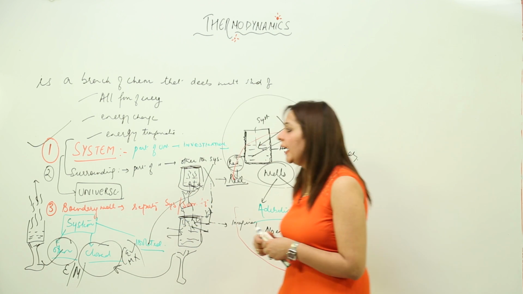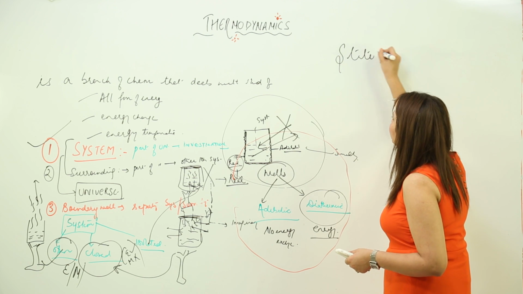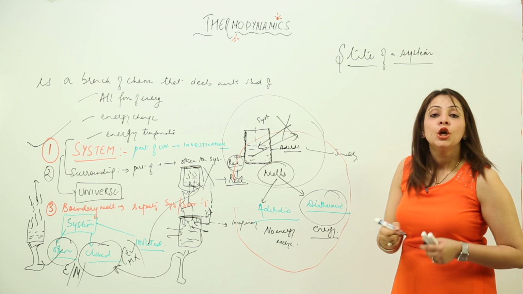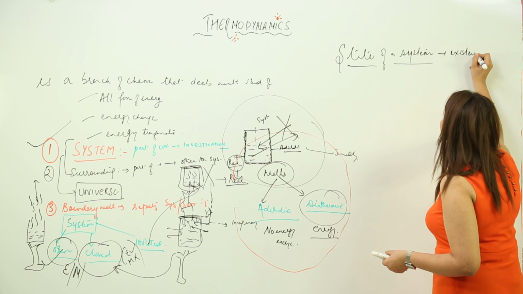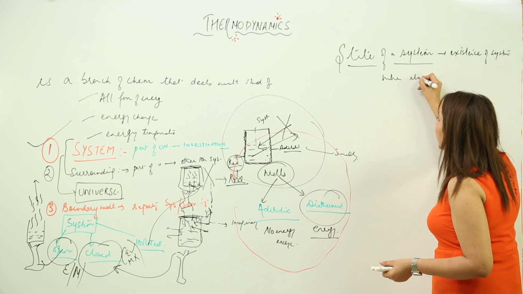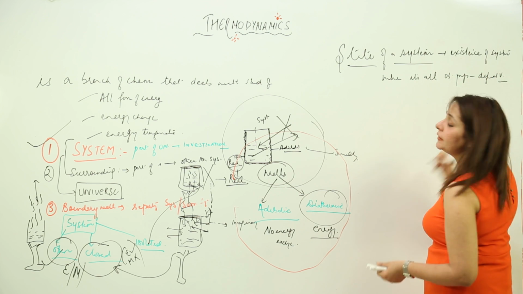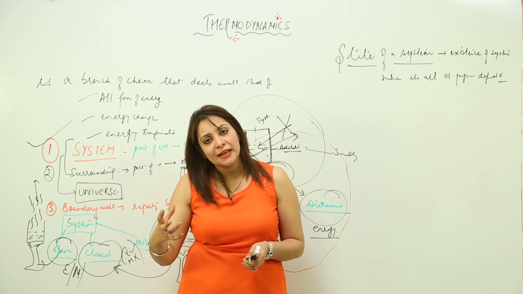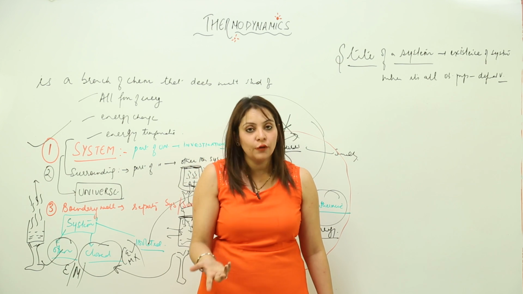Next we have the state of a system. When I say state of a system, it means the existence of the system, how it is existing, when all its observable properties have definite values. As you know, if the temperature is below 0 degrees Celsius, the substance is going to exist as ice. So that is a state of water. What is the state? It's obviously a solid state.